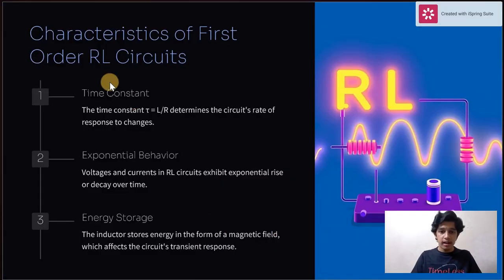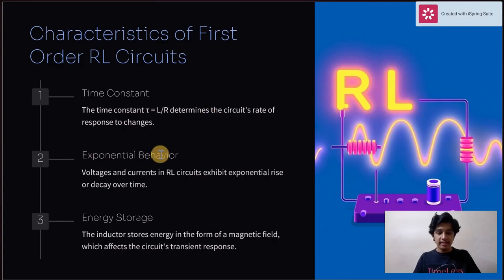Characteristics of first order RL circuits. Time constant. It is one of the most important characteristics of a first order RL circuit. Before solving any problem, we first find out the time constant of the circuit and then proceed further. It is given by the formula L by R, where L is the inductance of the circuit and R is the resistance of the circuit, and it determines the circuit's rate of response to changes.